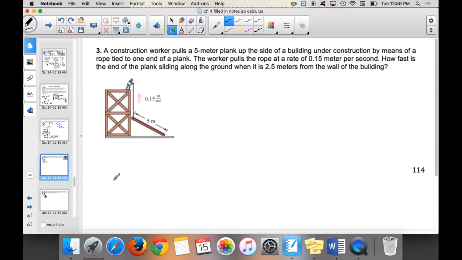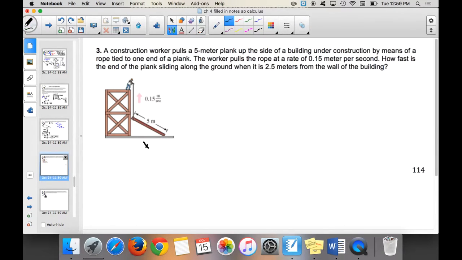Okay, the worker pulls the rope up, so this distance right here that I drew in blue is increasing. It's getting bigger by 0.15 meters every single second. Do you guys see that? As that happens, this part I'm drawing in green down at the bottom gets smaller every second, okay? So what we're going to use is the Pythagorean theorem.